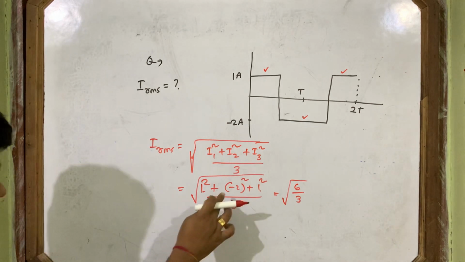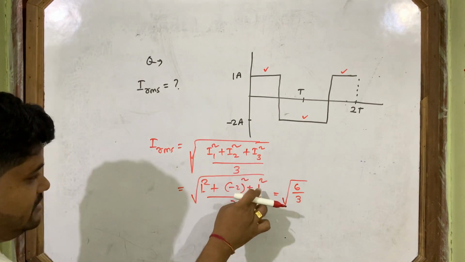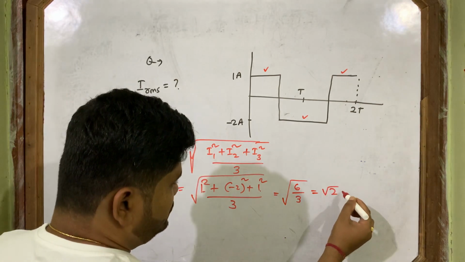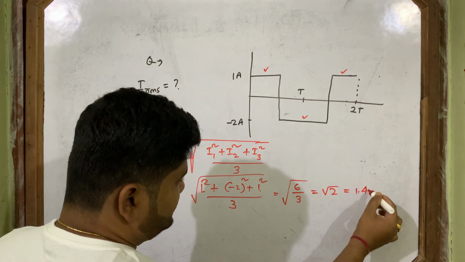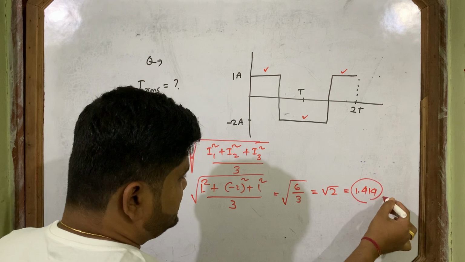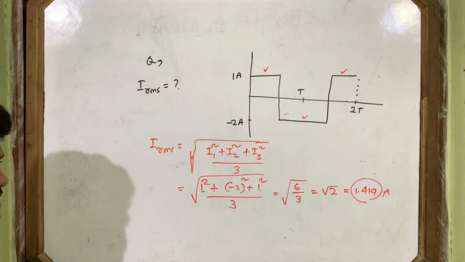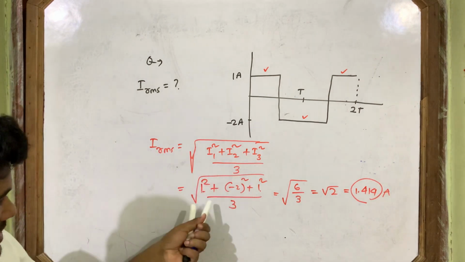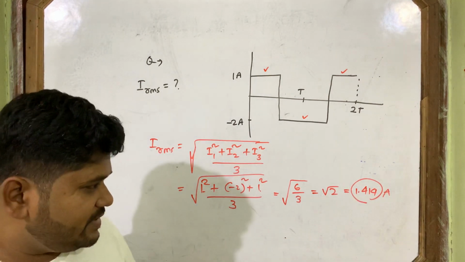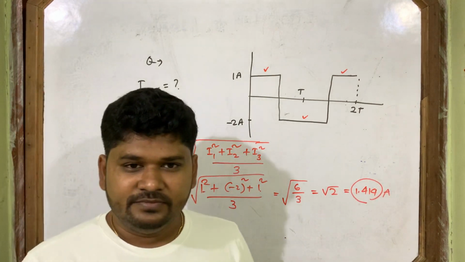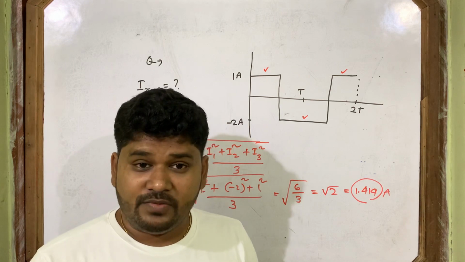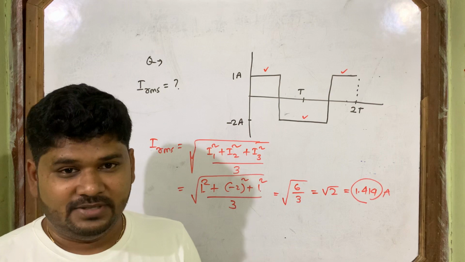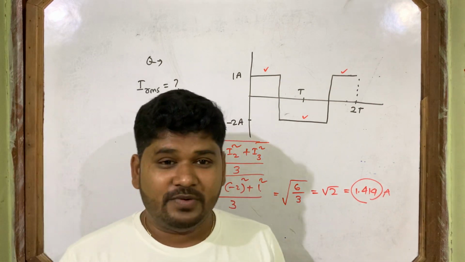Right? So this is 2 square, that is 4, and this is 1 plus 1, 2. Okay, it is 6 by 3. So it is coming root 2, 1.414. So the answer is coming root 2, which is 1.414 ampere. I think the calculations are correct. You got 1.414 ampere now? Is it? Okay.